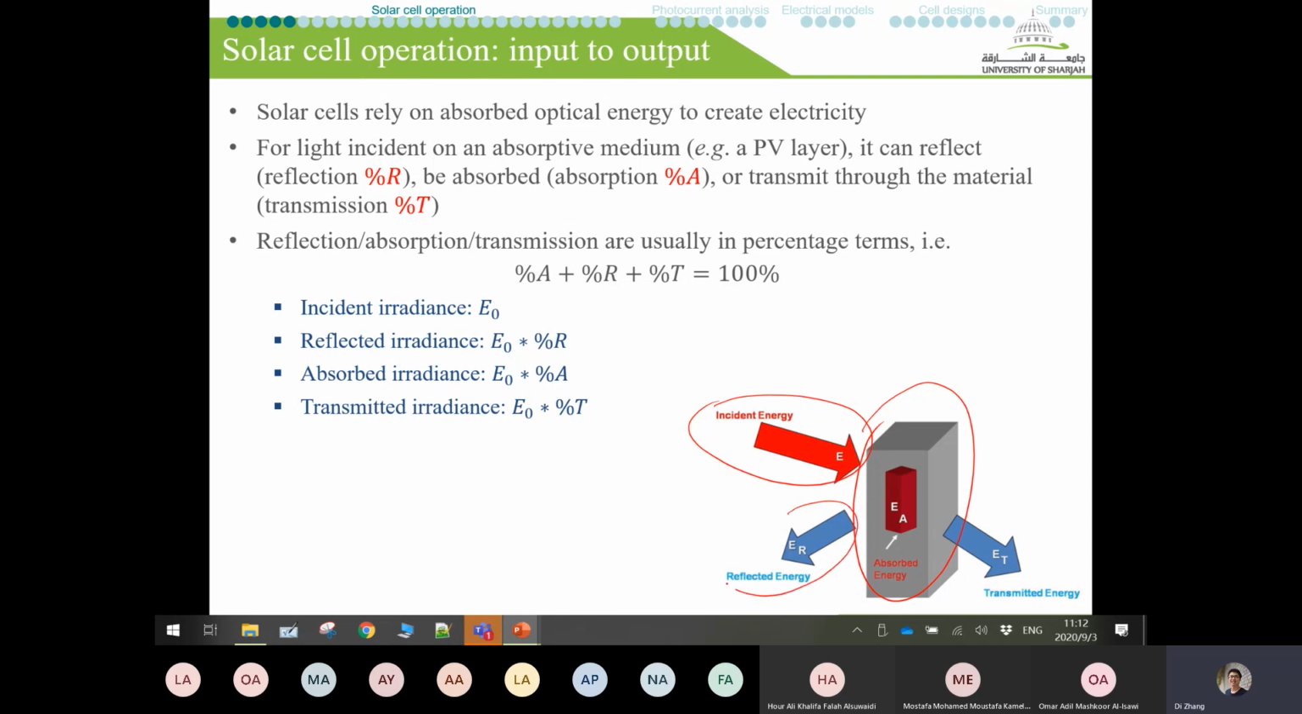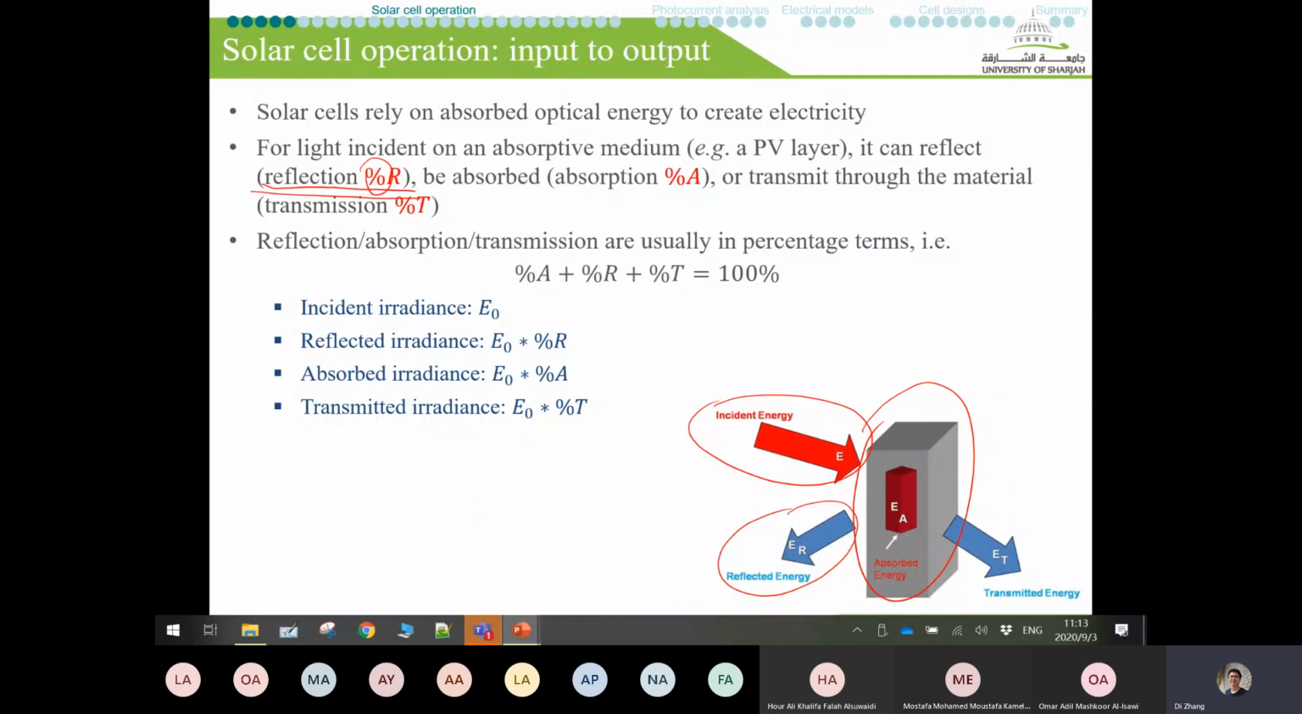First of all, there is the reflection. A certain percentage of the incoming irradiance will be reflected. This is what we call the reflection. We use the percentage here to indicate that this is a percentage term. And then a certain part of the light would disappear inside the material, provided that this material can absorb the incoming light, because when we talked about semiconductors, we mentioned that in order for a semiconductor to absorb the incoming light, there has to be one prerequisite.